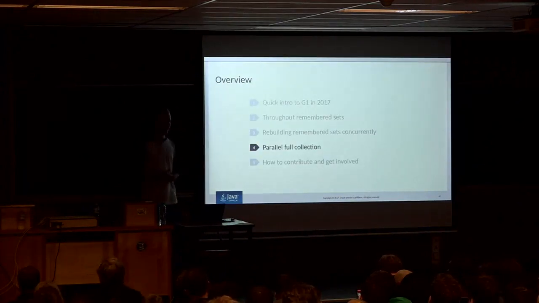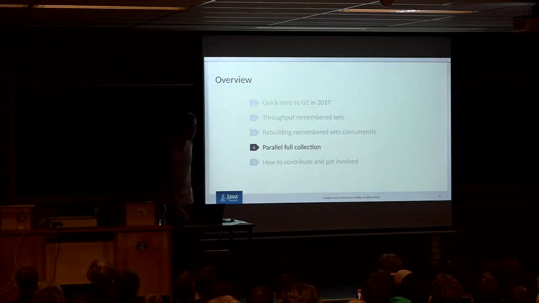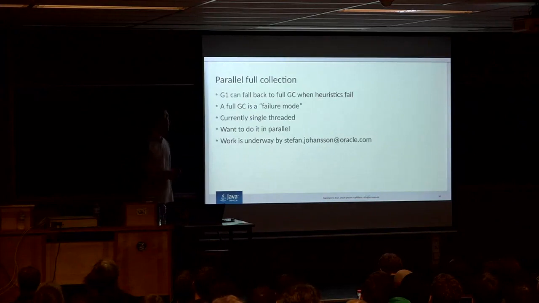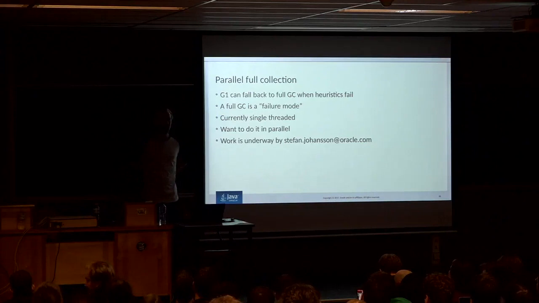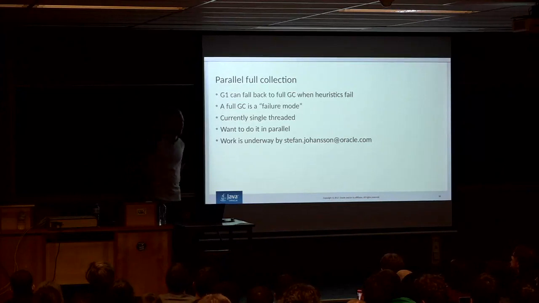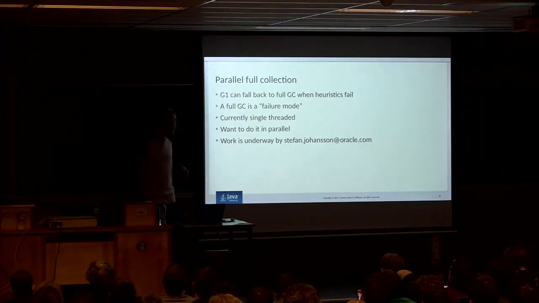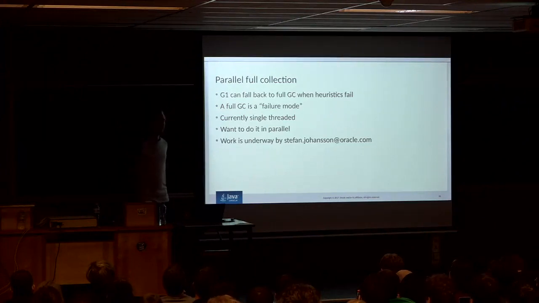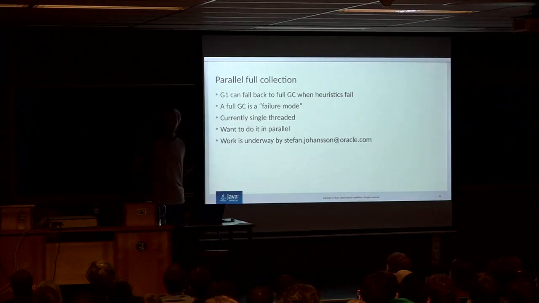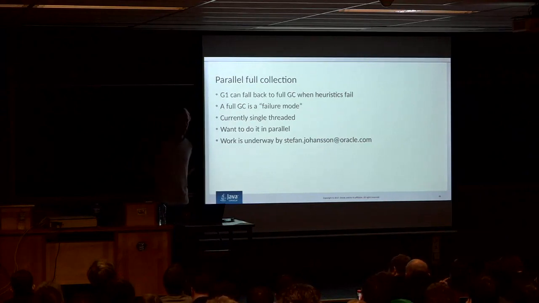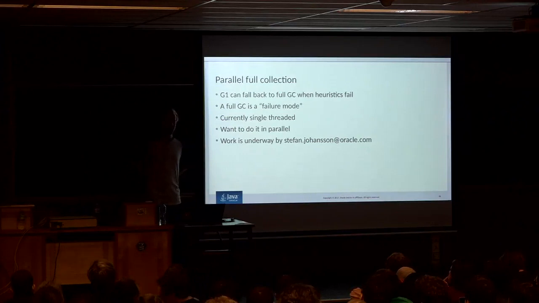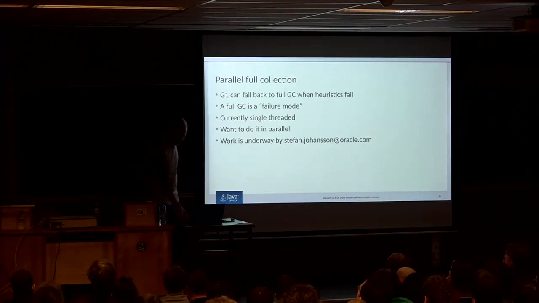And then we will look quickly at maybe a slightly more straightforward idea, which is the last one: parallel full collection. So G1 can fall back to a full GC when the heuristics fail. A full GC is in G1 considered a failure mode. We don't want a full GC to happen. It shouldn't have to happen if the heuristics are working correctly, but it can happen. It is currently single-threaded, and that is, of course, really bad for performance. So we just want to rewrite it in parallel and have it be faster when the heuristics do fail. And work is underway on this by Stefan Johansson in the Oracle GC team. But if you want to help out and contribute, then please get in touch with either me or Stefan.